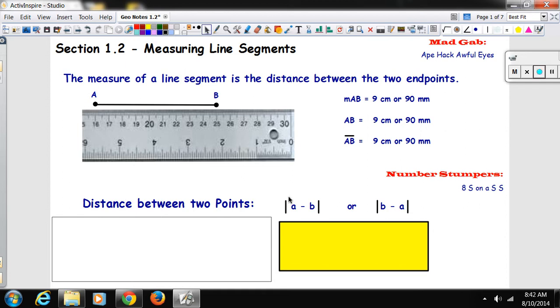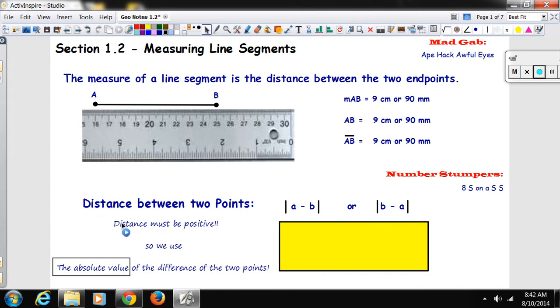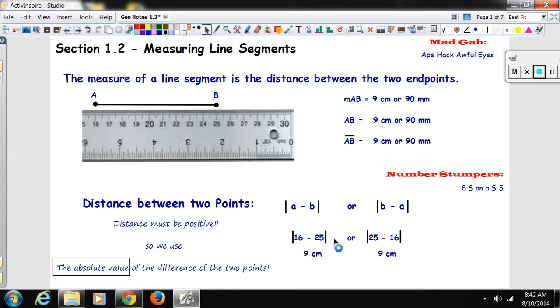To find the distance between 2 points, we could use absolute value, because distance must be positive. That's why absolute value can be used, because that's what absolute value does. It finds out how far something is away from 0 and makes it all positive. So we use the absolute value of the difference of the 2 points. We find the difference between them, and then we take the absolute value.